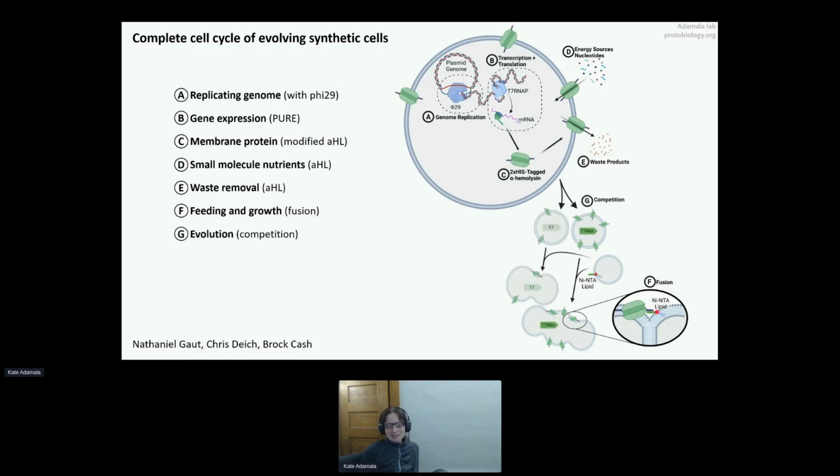Now that's the cool part. If growth is genetically encoded, then you can apply selection pressure to it. In our case, the growth is proportional to the amount of that alpha-hemolysin protein on the surface of a synthetic cell. So if we have more of that alpha-hemolysin, the synthetic cell grows more. If we have less, it grows less. And that enables competition, that enables natural selection.